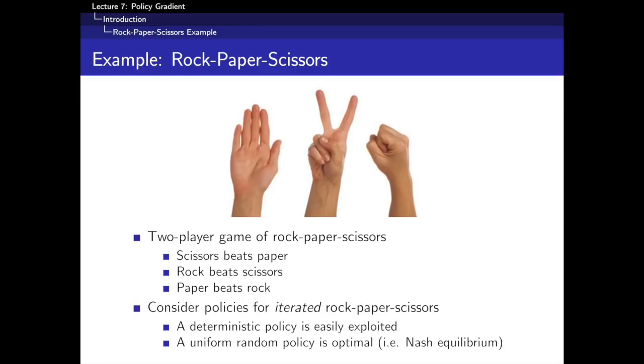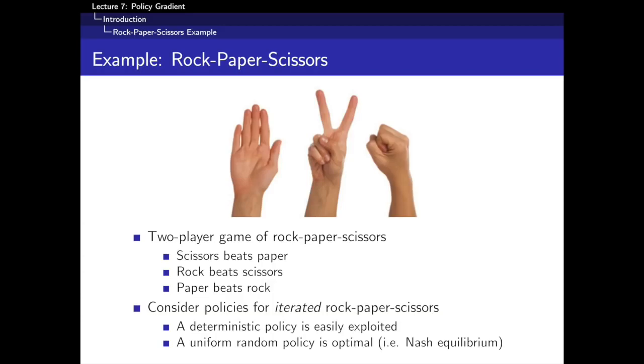So the first example is rock, paper, scissors, or Rochambeau, or it has lots of different names depending where you're from and how you play this. It's just the game where you show paper, scissors, or stone, and scissors beats paper, rock beats scissors, paper beats rock. You probably know this, but if you were to just play this deterministically, any deterministic strategy is very easily exploited. If I always play rock, you'll very quickly figure out that you should just play paper, and I'll lose every single time.